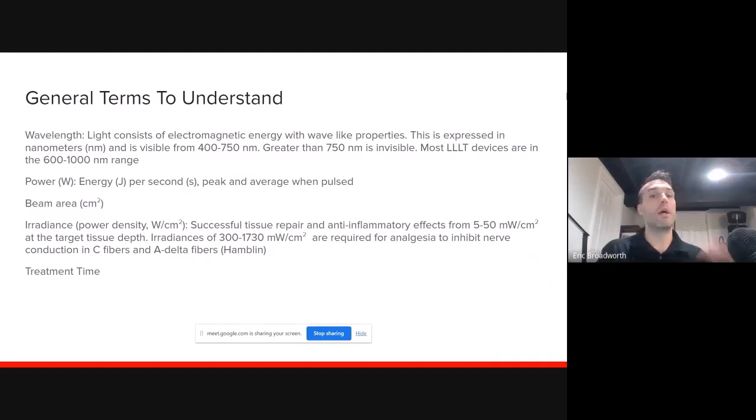seconds to minutes. A lot of these manufacturers, when it comes to weight loss, are recommending anywhere from the 10 to 20 minute range. And that's going to depend on the device. It's going to depend on the amount of power. So it really depends on what device it is that you have with regards to treatment time and how long you're going to want to be treating these people for.